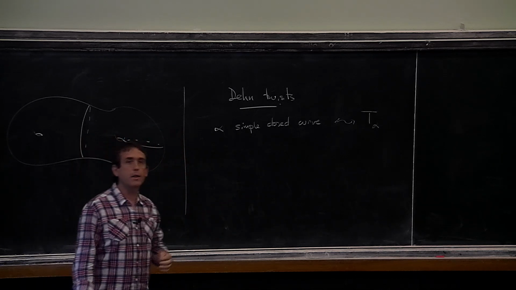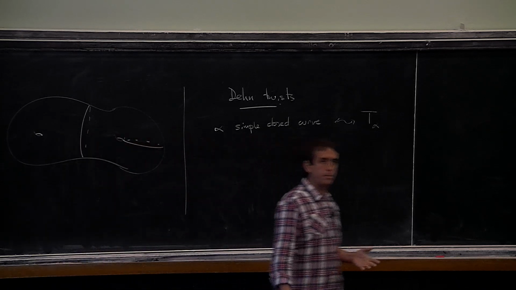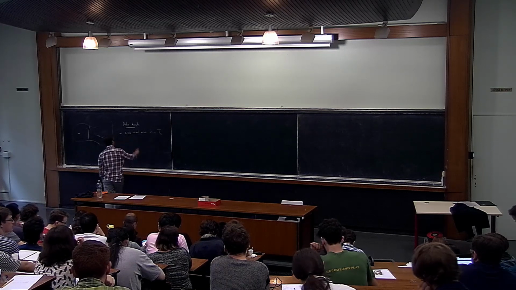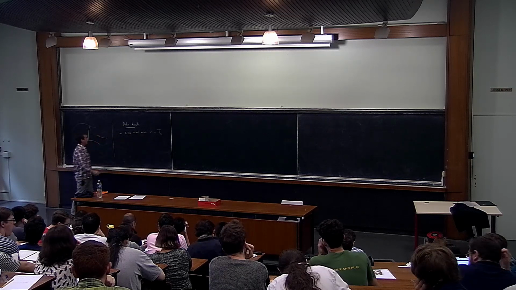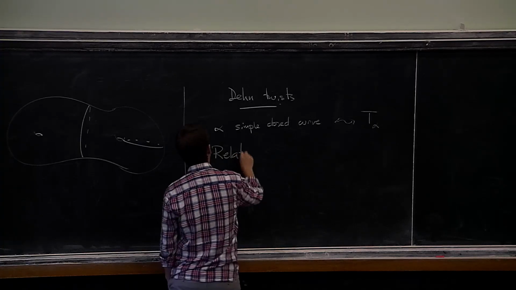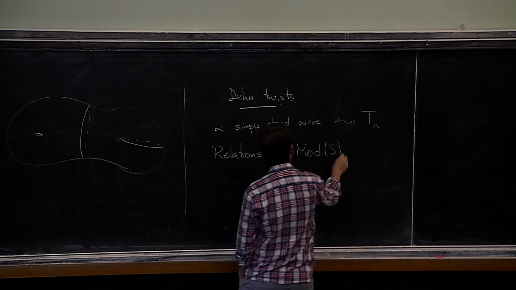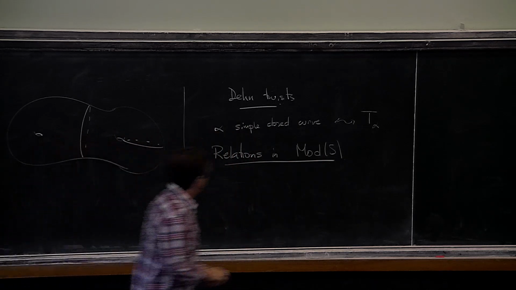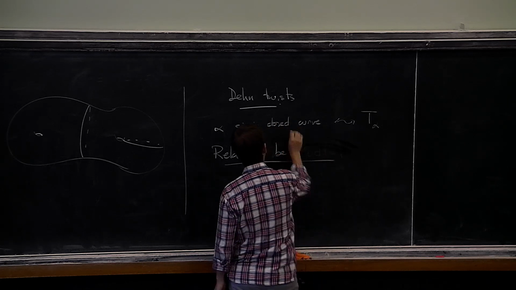And what we're going to do today is we're going to exploit this relation to learn, well, maybe not a lot, but some things about the mapping class group. So let's further exploit this relation between Dehn twists and simple closed curves and learn about some relations in the mapping class group. Relations between Dehn twists. I shouldn't have written this. I should have written between twists, among twists.